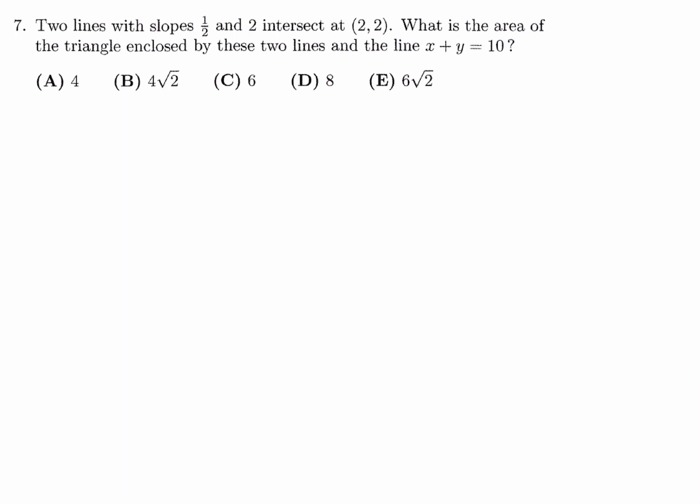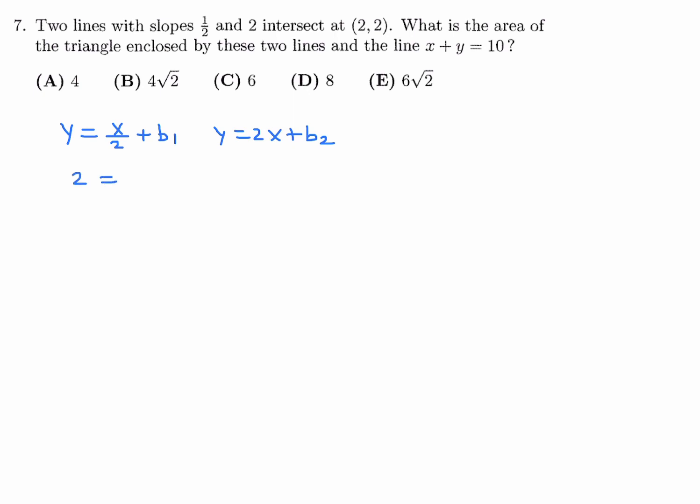Two lines with slopes half and 2 intersect at 2, 2. What is the area of the triangle enclosed by these two lines and the line x plus y is 10? Well, the first thing is let's create an equation for both of those lines. y equals x over 2 plus b1 and y is equal to 2x plus b2. And then let's use the fact that both of them have 2, 2 to get the b1 and b2 values.